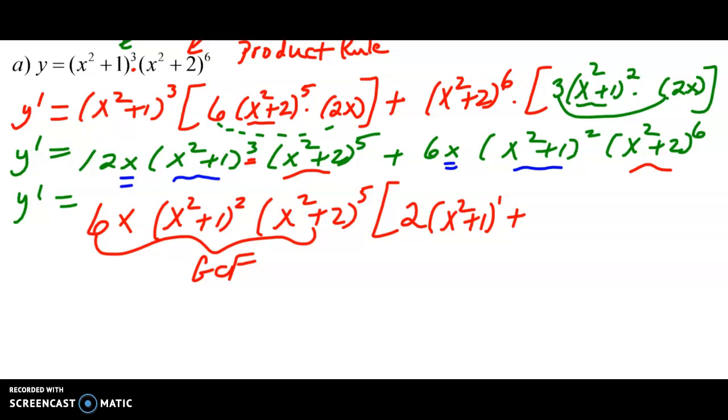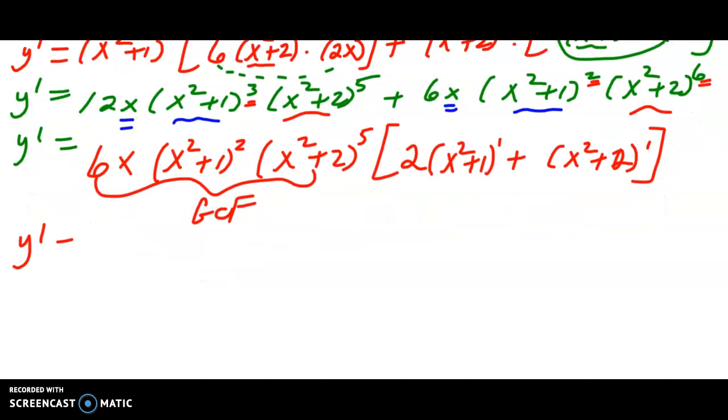6 goes into 6 once. I took out an x, so the x is gone. I have a binomial of 2, and I started with a 2, so I'm good. But I had 6 of the x squared plus 2s, and I only took out 5. So that means I still have 1 left. So then I'm just going to tie it up a little bit more, and then I'm done.